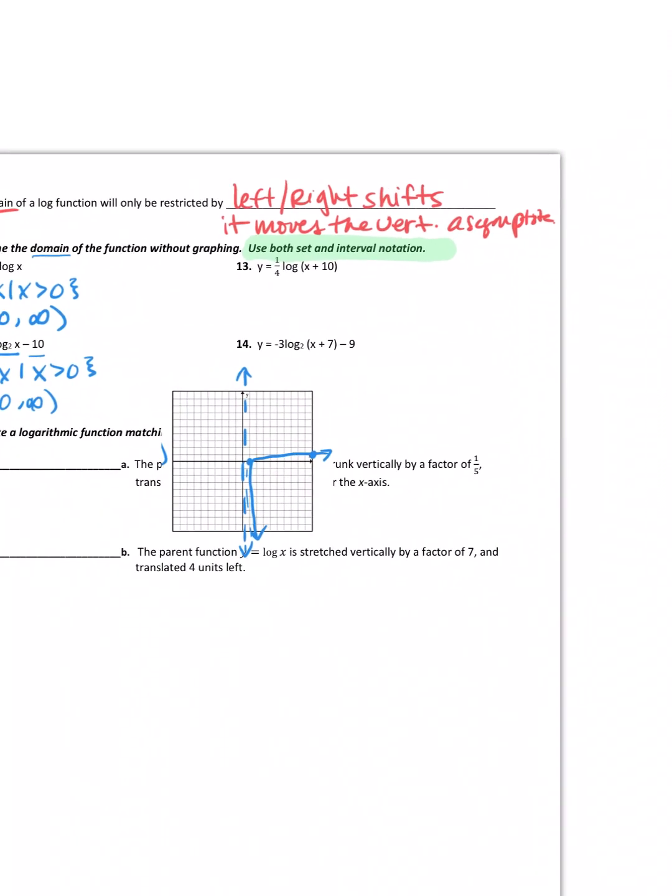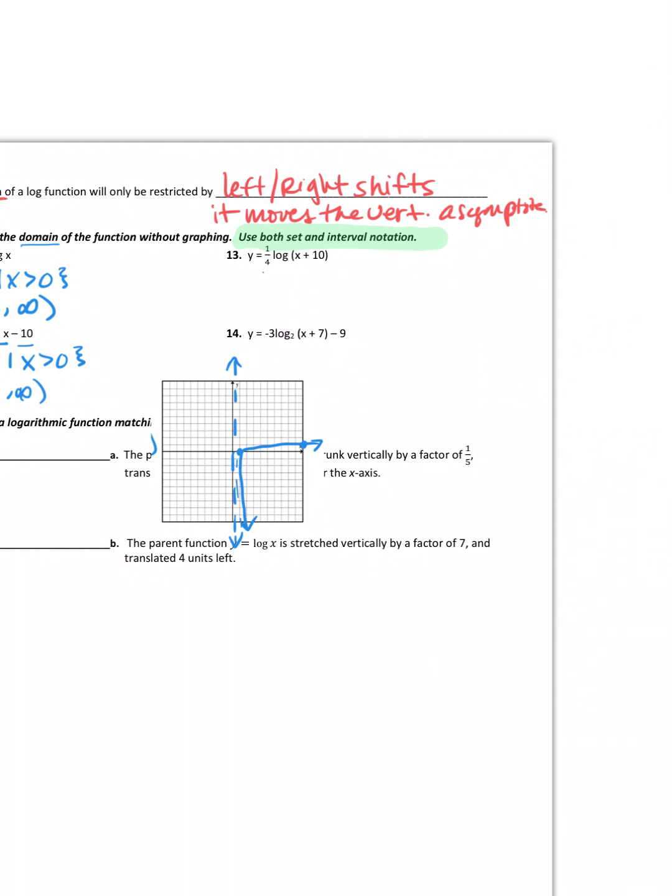Now look at 13. All right, there is a vertical shrink. That doesn't matter right now, we're just talking domain. This means it's going opposite logic, right? So this asymptote is moving left 10. That means my domain is now x greater than negative 10. It's still going in the same direction, it's just shifting this thing over to the left 10 units. Interval notation, that's just a parenthesis with negative 10 to positive infinity.